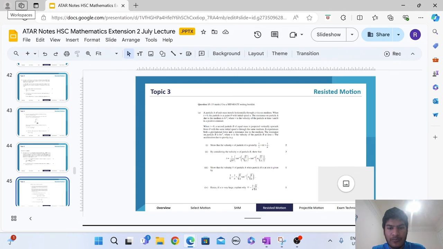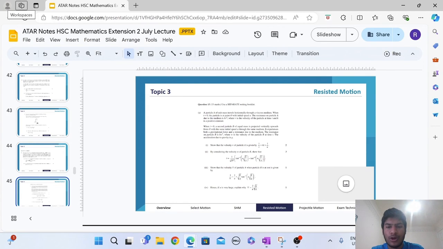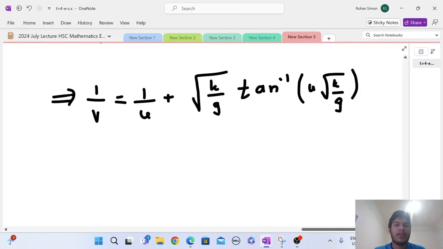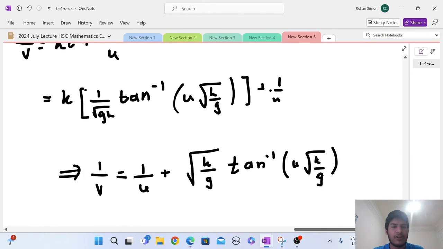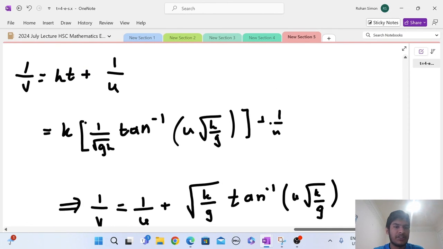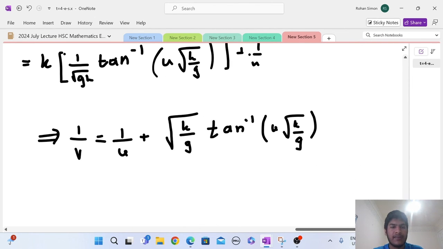Finally, part 4. Hence, if u is very large, explain why v equals 2 over pi root g on k. Because we have an expression here in terms of u, right? And we're looking at when u is really large. That just means that we're looking at what happens as u approaches infinity.